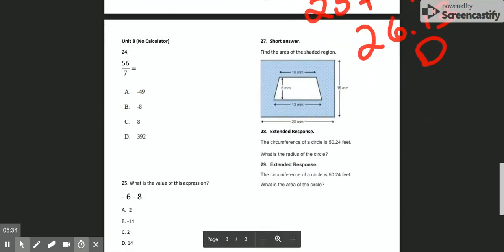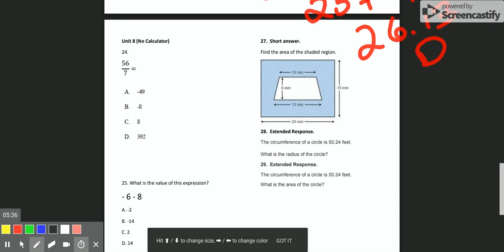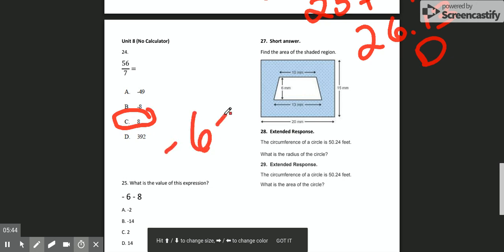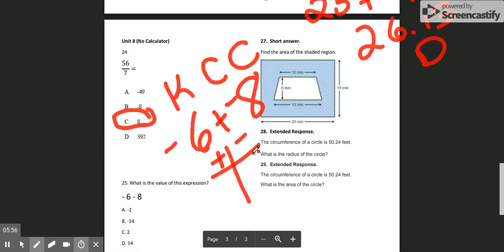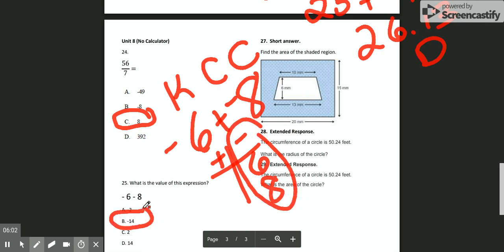24 starts my no calculator. So 56 divided by 7 is 8. That was easy enough. Number 25, negative 6 minus 8. This is a long time ago, but I do keep change. So I change that and I change that. I can make a t-chart if you need to. So plus and minus, 6 and 8, they're on the same side, so I add. And they're both negative, so it's negative 14.